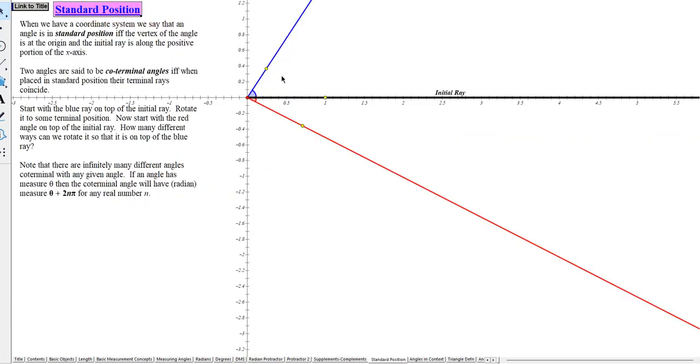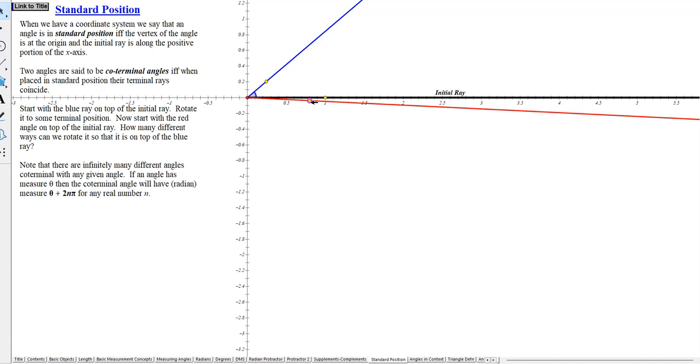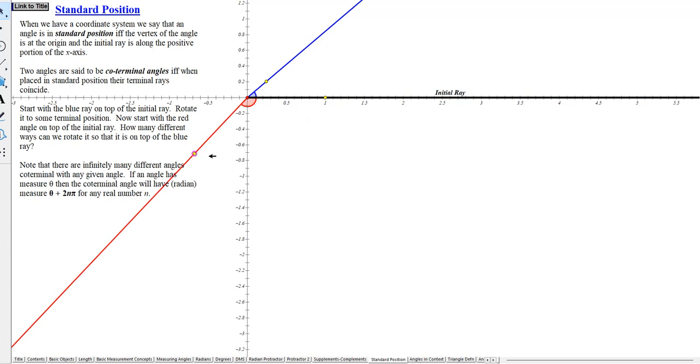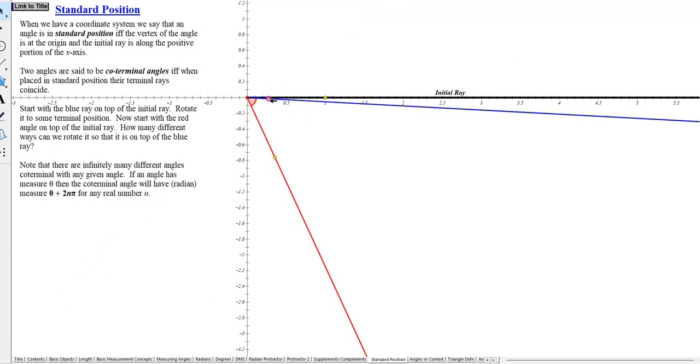We do say that an angle is in standard position if the initial ray is along the positive part of the x-axis and the vertex is at the origin. And so if we're rotating this direction, the blue one, that's a positive direction. Well, at least it is there. If we're going this way, in the clockwise way, that's a negative rotation. And if we're going from here, rotating this way, that's a positive direction. So you can start to get this idea about rotations.